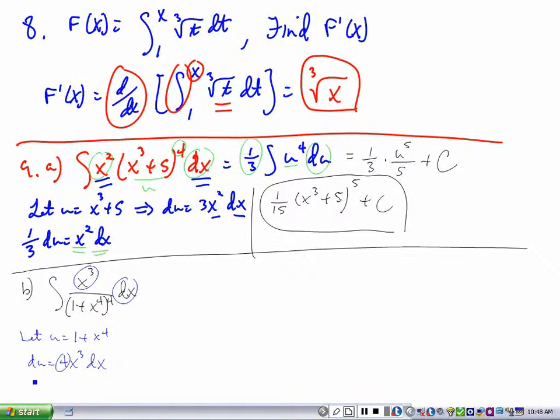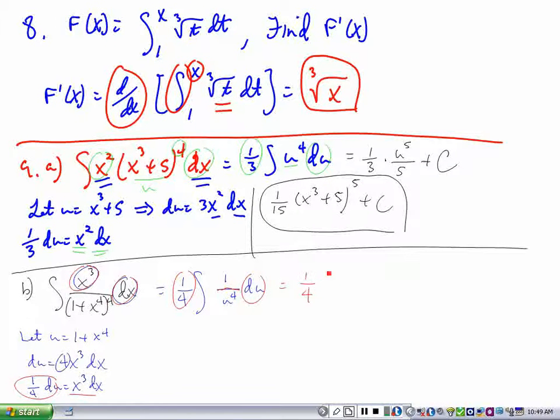I don't have the 4. We divide both sides by 4. So 1/4 du is equal to x to the 3rd dx. So this is equal to 1/4 times the integral of 1 over u to the 4th du. 1/4 du, which is here, gives us that x cubed dx. And so then we have just basically 1 over this u to the 4th. So now we simplify this.